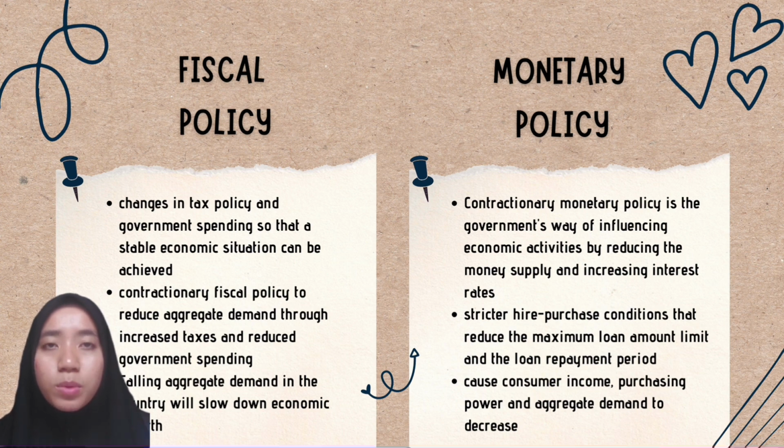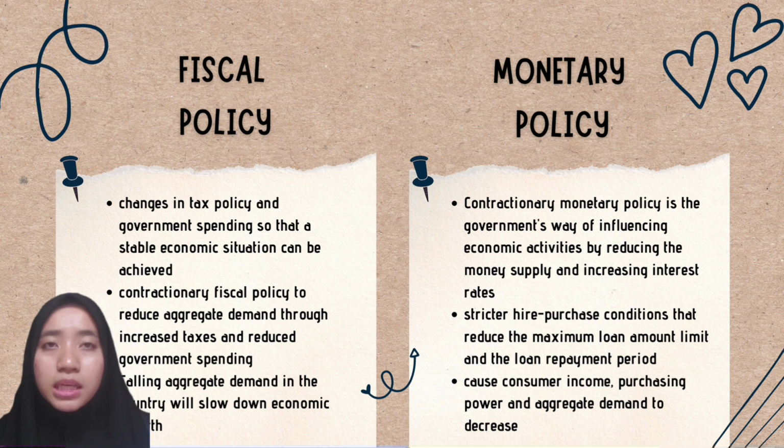The government uses economic policy tools to control economic activities in the country to ensure economic stability and growth. Fiscal policy is a government policy that is implemented through changes in tax policy and government spending, so that a stable economic situation can be achieved. To overcome the problem of inflation, the government will use a contractionary fiscal policy to reduce aggregate demand through increased taxes and reduced government spending. When the tax rate is increased, the consumer's disposable income, purchasing power, demand, and aggregate expenditure will decrease. The general price level in the market decreases and further causes the inflation rate to also decrease.